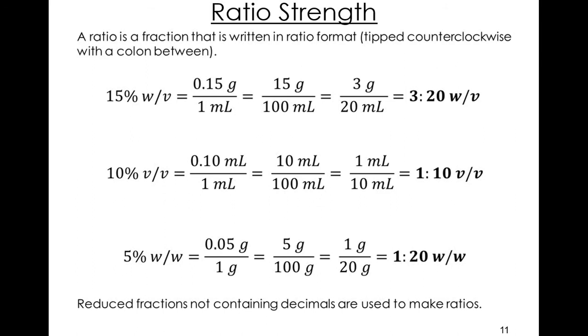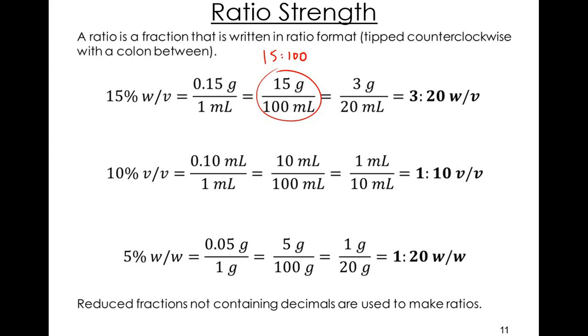In the first example, 15% is converted to the fraction 15 over 100. Now 15 over 100 could be tipped on its side as is and used as a ratio strength. Just tipping to the left, we get 15 to 100, colon in the middle. However, it's better to reduce the fraction before reporting it as a ratio.